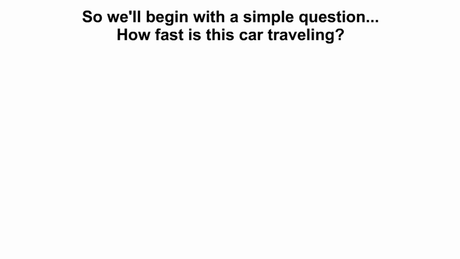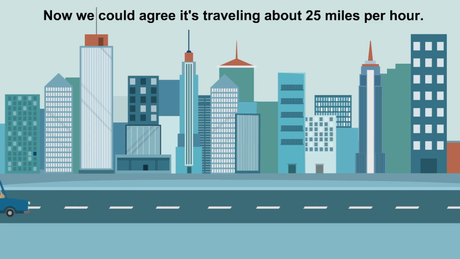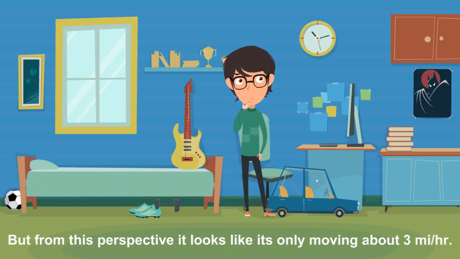So we begin with a simple question. How fast is this car traveling? It doesn't look that fast, but sometimes physics can appear deceptively simple. Now we could agree it's traveling about 25 miles per hour, just cruising down the road. But from this perspective, it looks like it's only moving about 3 miles per hour.